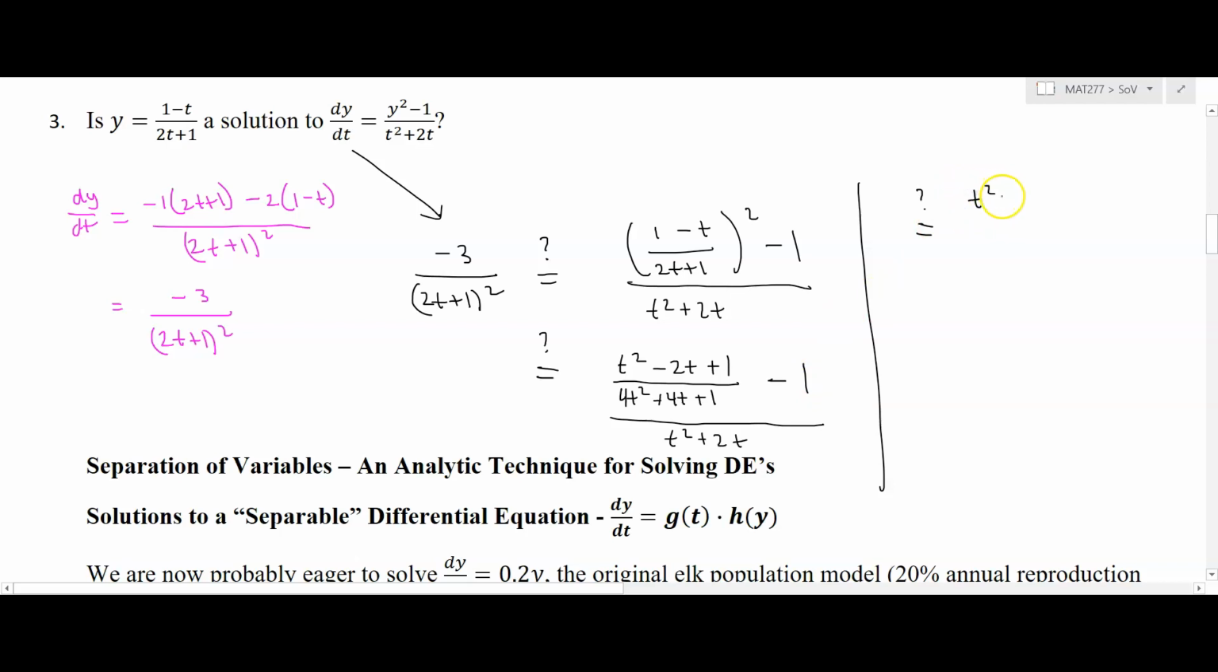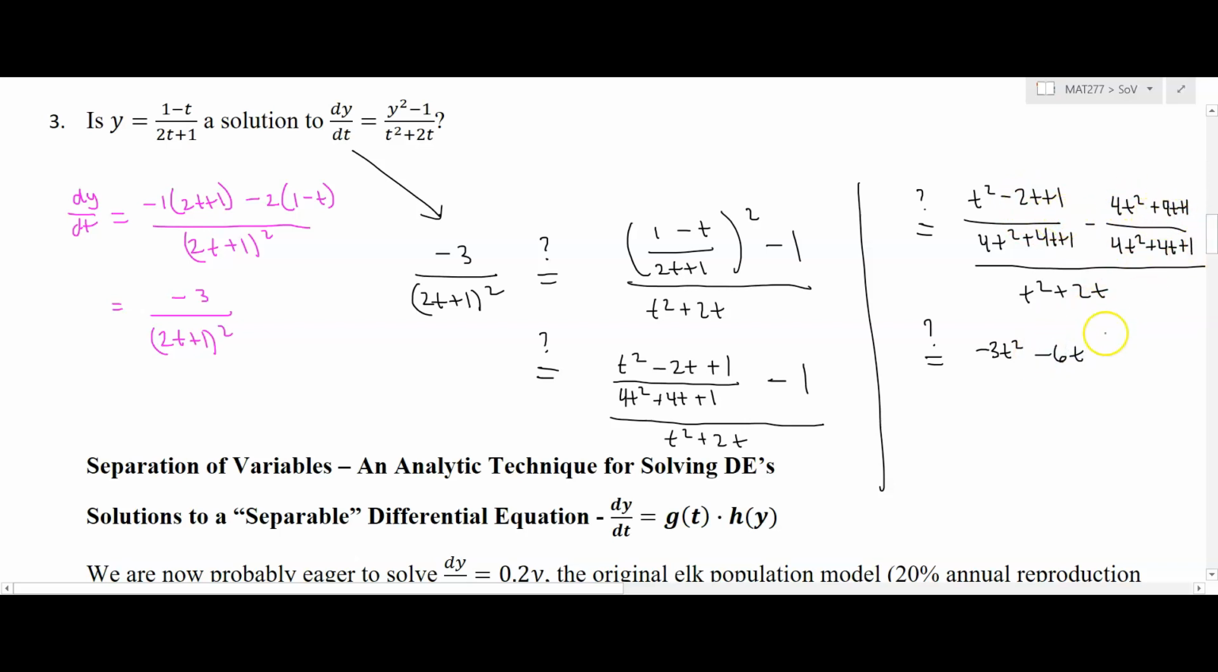In this case we have to do quite a bit of algebra to massage this down. Minus 1 we can think of as (4t squared plus 4t plus 1) over (4t squared plus 4t plus 1). That's just getting a common denominator. Now we can subtract the numerators, all over t squared plus 2t. You can see this can involve quite a bit of algebra. T squared minus 4t squared is minus 3t squared. Negative 2t minus 4t is negative 6t, and 1 minus 1 is 0. And this is all over 4t squared plus 4t plus 1.